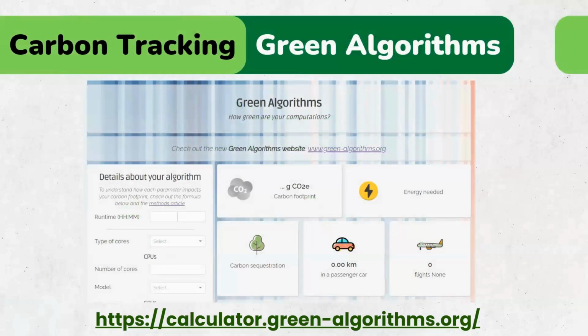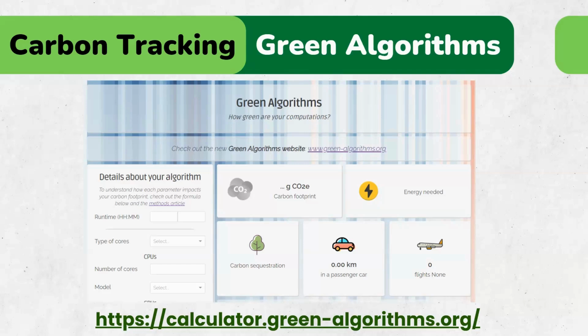And effectively what you have is something like this. You have a bunch of boxes where you can input parameters. You can do something like runtime, the type of cores you've used, so CPU or GPU, the number of cores that you've used, your location, and various other things. And it will spit out at the end an estimate of energy usage and carbon emissions.